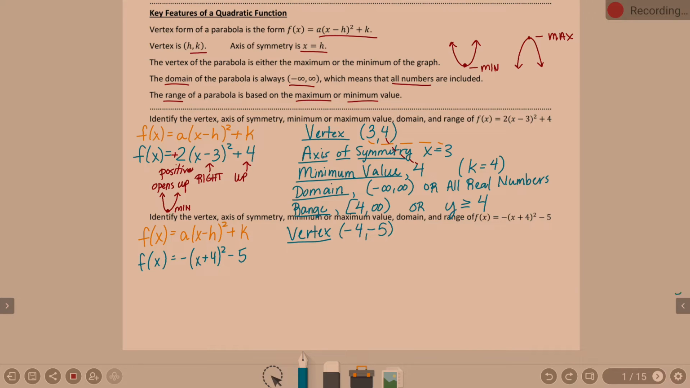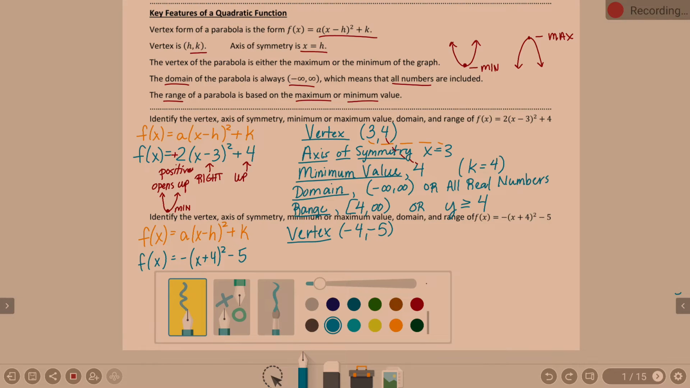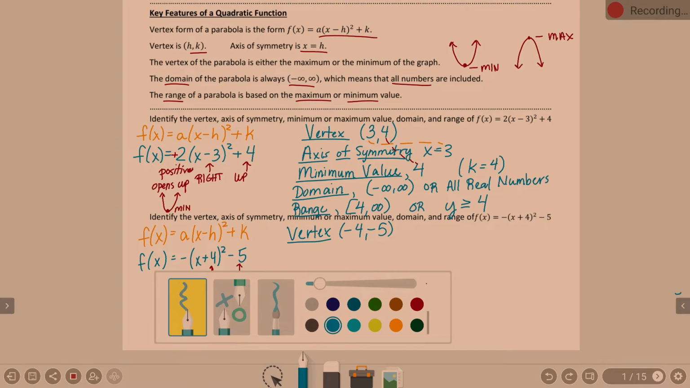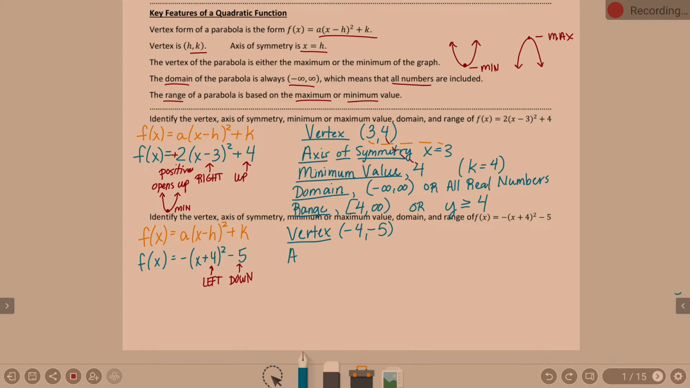Remember, you can think of it as h, k, opposite of h. So if that says plus 4, we're going to use negative, and that's just because that's a minus sign in that formula. And then the k value, minus 5. If we think real quick about the graph, the 4 is going to tell the graph to go left 4, and that 5 is going to tell the graph to go down 5. So you can think like that as well. Okay. What about the axis of symmetry?